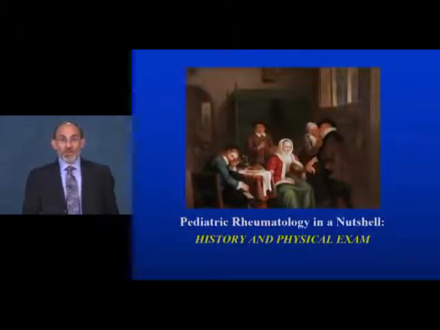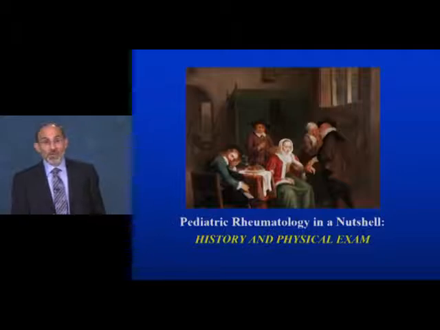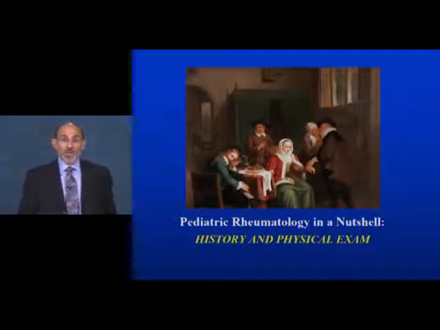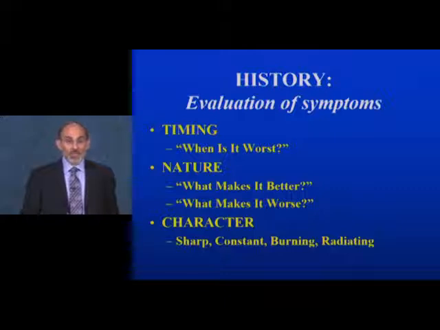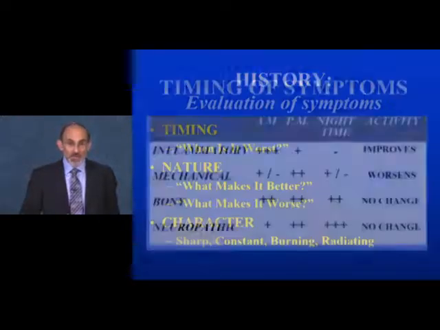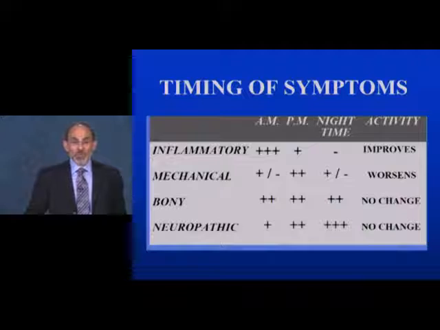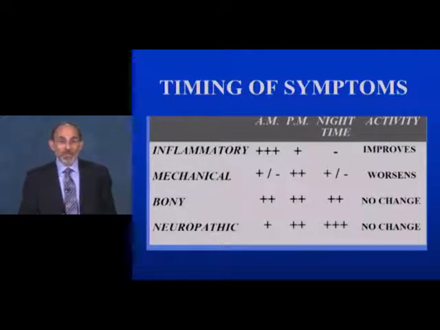But what we do is primarily what was done 300 years ago, as in this painting, which is that we examine patients, we talk to them, and we try to figure out what's going on. And towards that end, one of the most important things in the history is trying to determine the symptoms' timing, nature, and character. In particular, what makes it better or worse, when is it better or worse, and does it feel as if it is burning or sharp, constant, achy, etc. And this is most important with the bread and butter of pediatric rheumatology, which is the presentation of joint complaints.